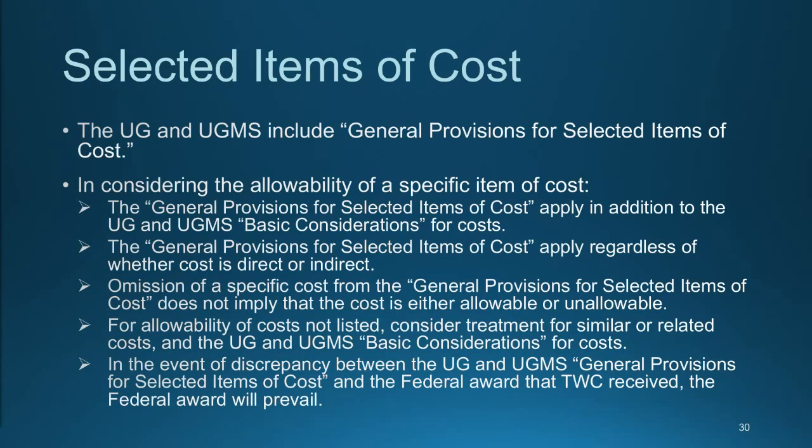It covers depreciation, capital expenditures, lobbying. It covers a wide variety of different kinds of costs, and it specifically talks about whether they're allowable or not allowable, or if they require prior approval, or if there are limitations that apply to them under the UG and UGGMS. So that's what we're talking about when we're talking about selected items of cost.